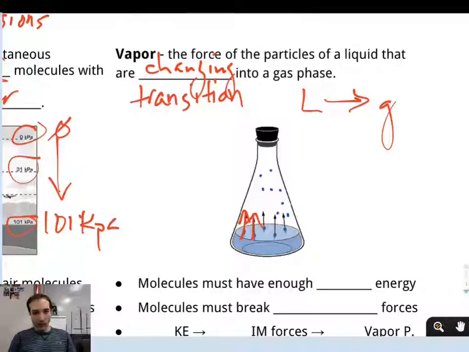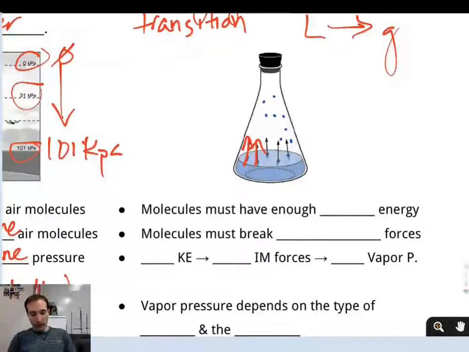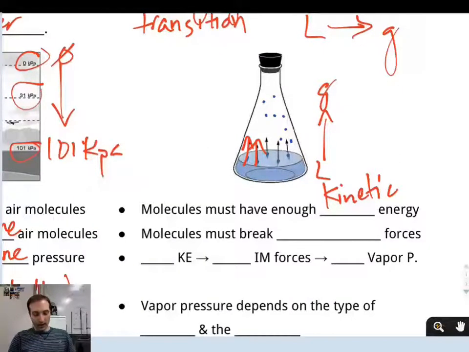The liquid molecules, we don't necessarily know it's water, right? But those liquid molecules are transitioning into a gas, right? So in order for them to break free of the liquid and become a gas, they need to have enough kinetic energy. They need to be moving fast enough to become a gas, right? And then they also need to break intermolecular forces.